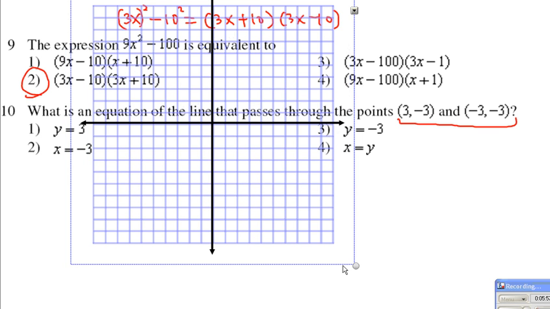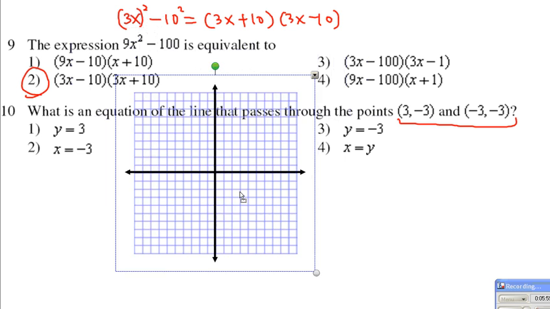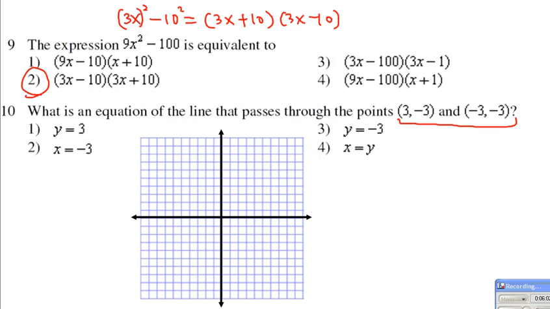Of course, I'm going to make this one very small. I just wanted to show you what's happening. Alright, so 3 comma negative 3. So 3 comma negative 3, 1, 2, 3. That's 1 point. Next one is negative 3 comma negative 3. So negative 3 comma negative 3.